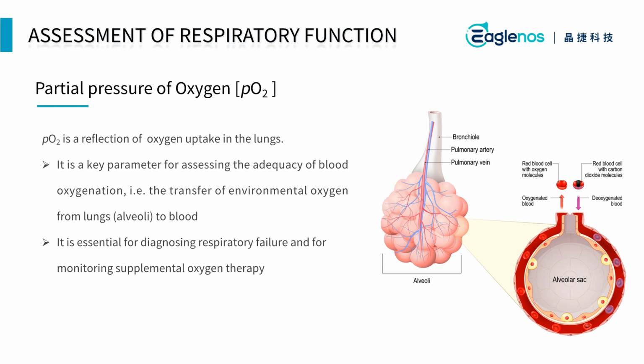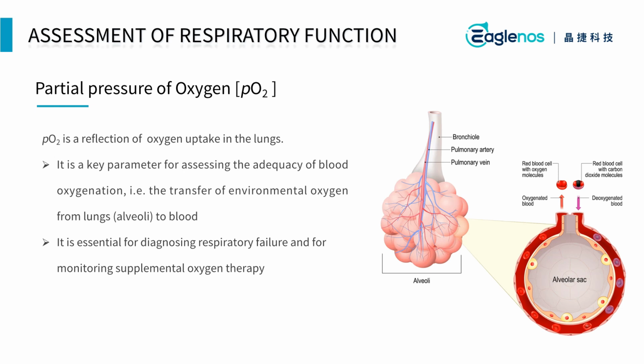Partial pressure of oxygen plays an essential role in the diagnosis of respiratory failure. When partial pressure of oxygen levels drop below normal ranges, it suggests that the lungs are not adequately oxygenating the blood, which can be caused by conditions such as chronic obstructive pulmonary disease (COPD), pulmonary edema, pneumonia, or acute respiratory distress syndrome (ARDS). By measuring partial pressure of oxygen, clinicians can identify the severity of respiratory failure and determine the need for oxygen therapy or mechanical ventilation.